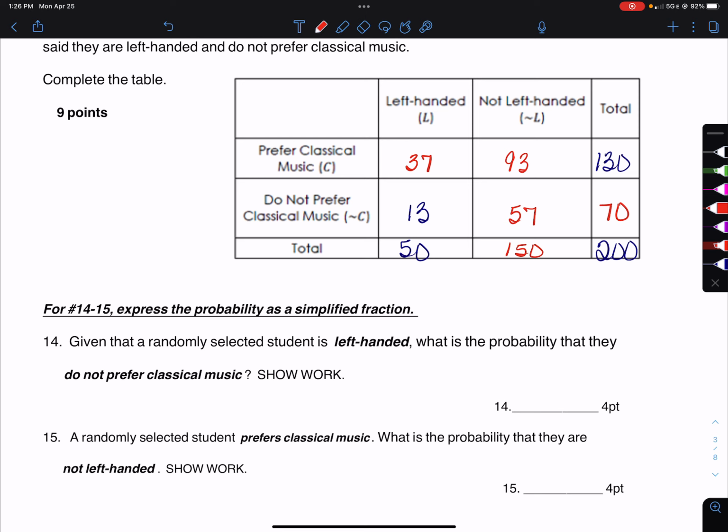Given that a randomly selected student is left-handed, what is the probability that they do not prefer classical music? Given they are left-handed. So looking at this information here, and that is all I'm given. Okay. So they do not prefer classical music. That would be 13 out of 50.